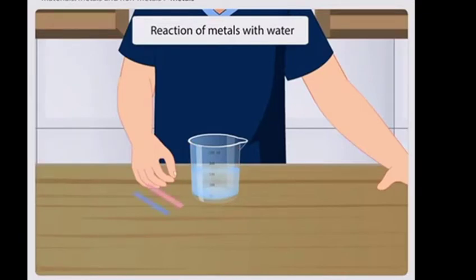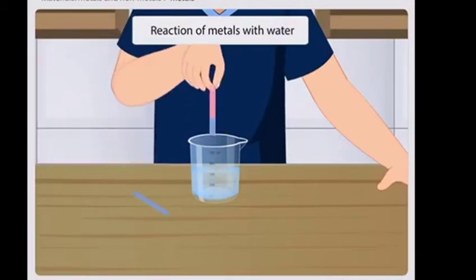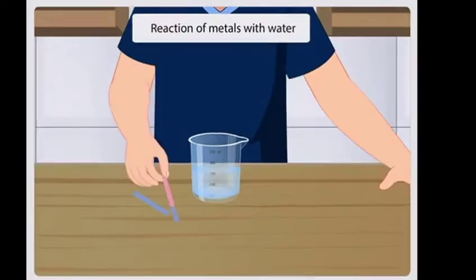Now test the solution with red and blue litmus papers. You will find that the solution turns red litmus blue. This is because when sodium metal reacts with water, it forms sodium hydroxide, and sodium hydroxide is basic in nature. So the red litmus turns blue. Thus we can say that metals like sodium react with water to form metal hydroxides with the evolution of heat.